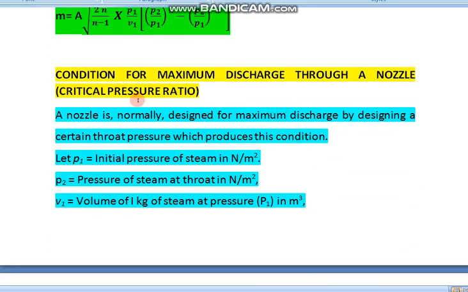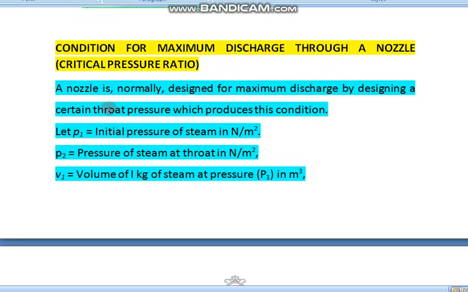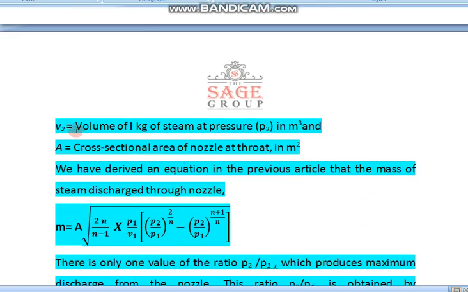So the next term is the condition for maximum discharge through a nozzle, that is, the critical ratio. A nozzle is normally designed for maximum discharge by designing a certain throat pressure, which produces this condition. Let P1 be the initial pressure of steam in Newton per square meter, P2 the pressure of steam at the throat in Newton per square meter, and V1 the volume of 1 kg of steam at pressure P1. Also V2 is the volume of 1 kg of steam at pressure P2 in cubic meter. A is the cross sectional area of the nozzle at the throat.